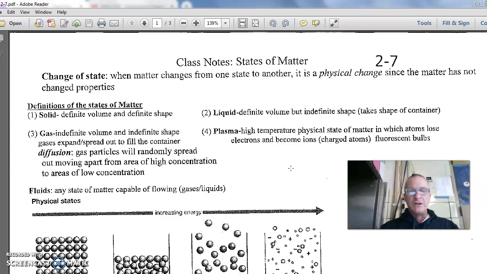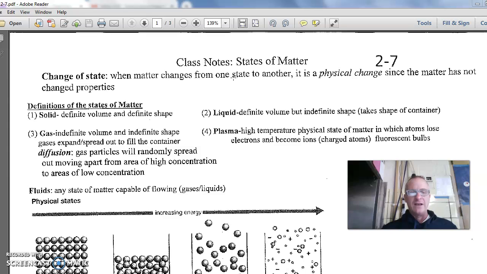And in this unit, 2-7, in these particular notes, we're going to be taking a look at the types of states of matter, and we're going to be looking at the energy changes that accompany phase changes or states of matter changes. What is a change of state as we're beginning into these notes? A change of state is when matter changes from one state to another. Again, this is a physical change because when something goes from one state to another, it is still the same substance.